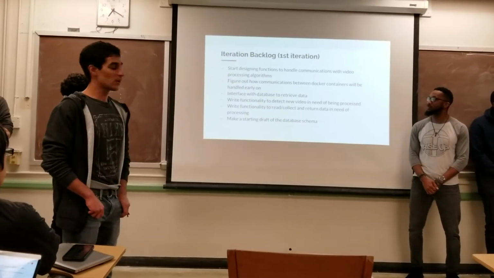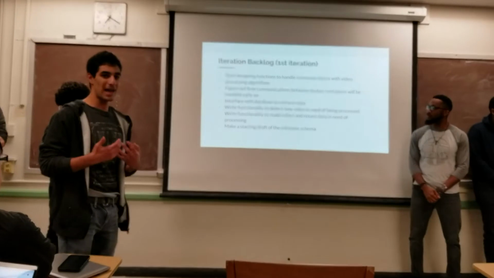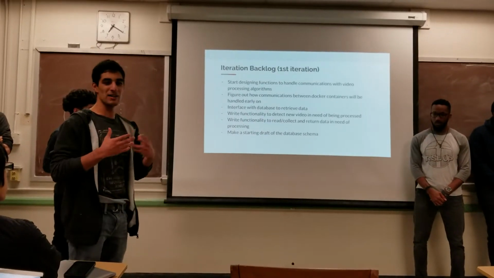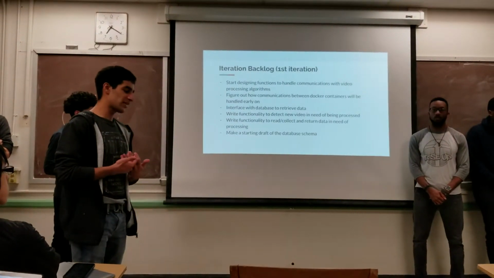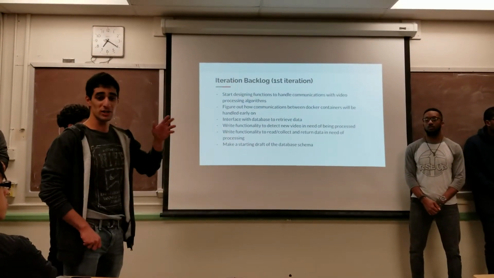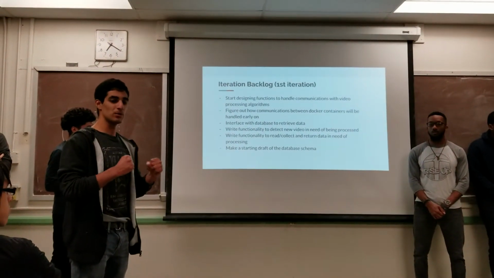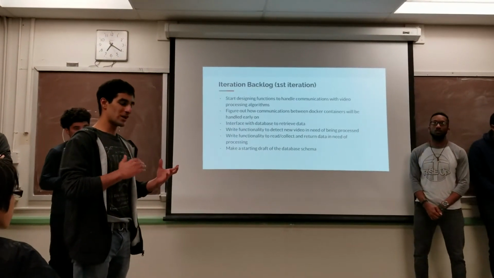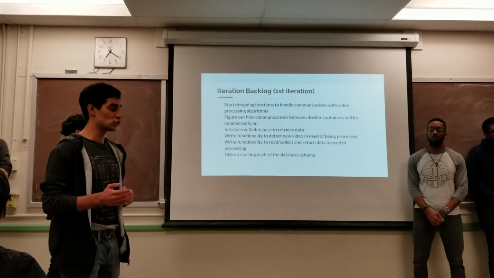So for our first iteration, one of the first things we were thinking about, despite not having enough information on it, is starting to design functions that would handle communication between the algorithms. We think this is one of the things that, along with figuring out how communications between the Docker containers are going to happen, we're reliant on and won't be able to change very much. And so if we start these early, the rest of our code would be able to easily fit into this without running into issues.